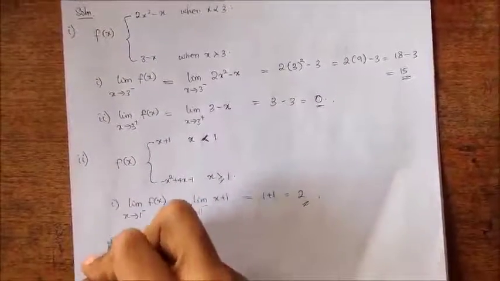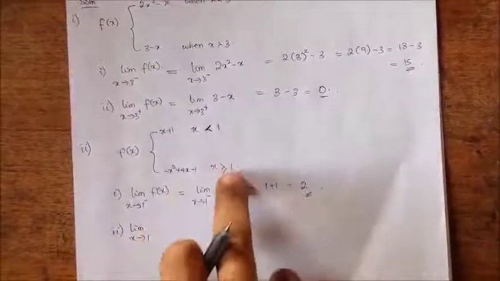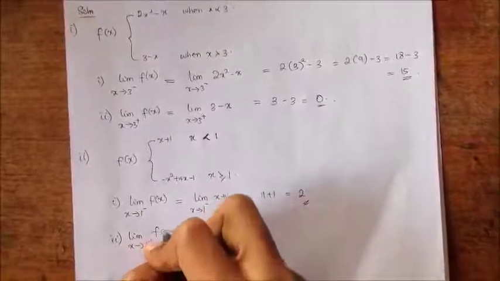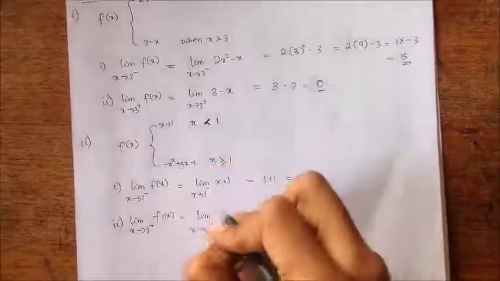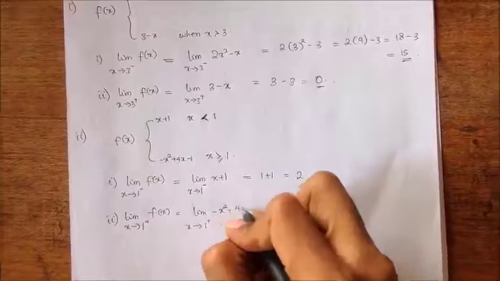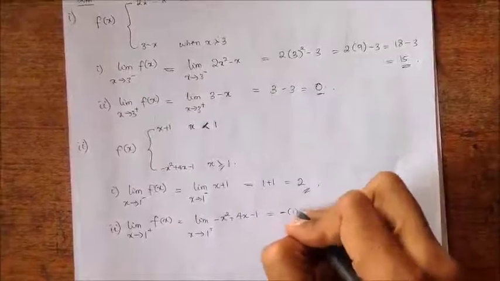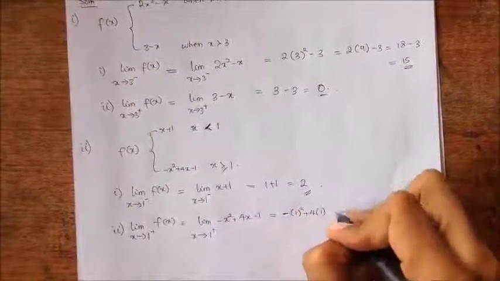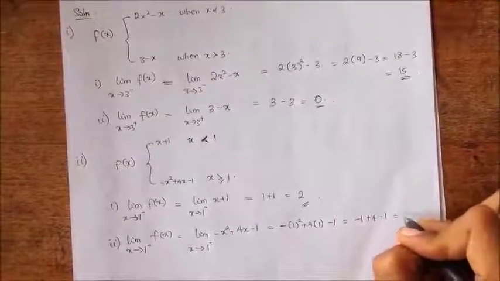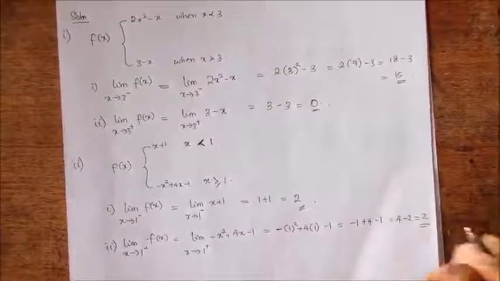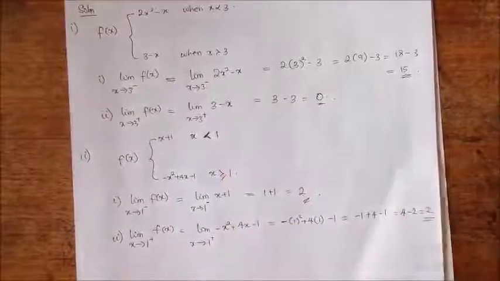So for the right-handed limit, we check the function where x is greater than 1. It's simply going to be limit as x tends to 1 of minus x squared plus 4x minus 1. If we substitute in, this is going to be minus 1 squared plus 4 times 1 minus 1. So this is minus 1 plus 4 minus 1. This is 4 minus 2. This is 2. So the left-handed limit in this case and the right-handed limit are equal. So this is how we solve one-sided limits.